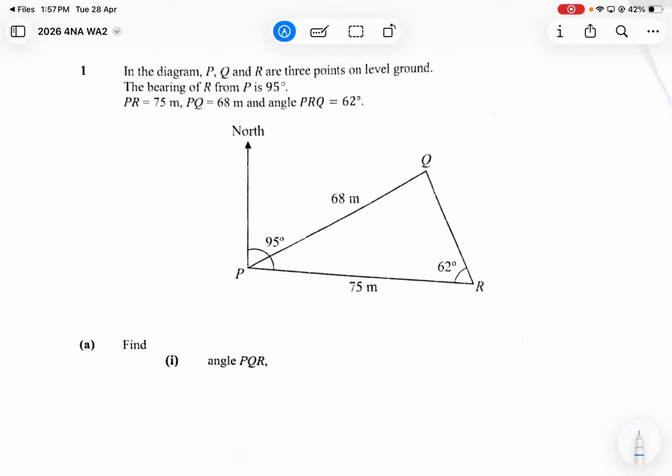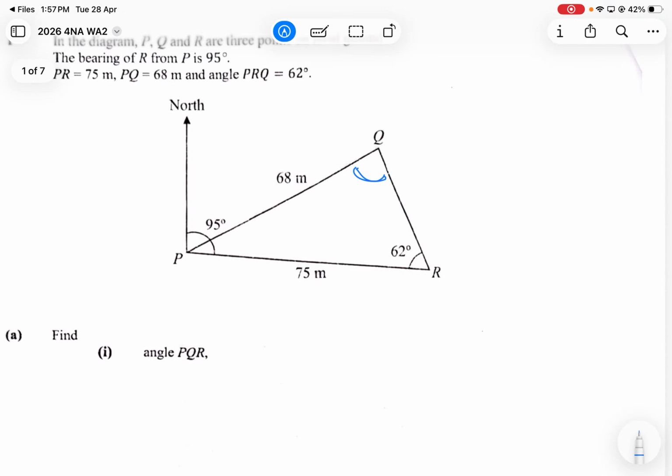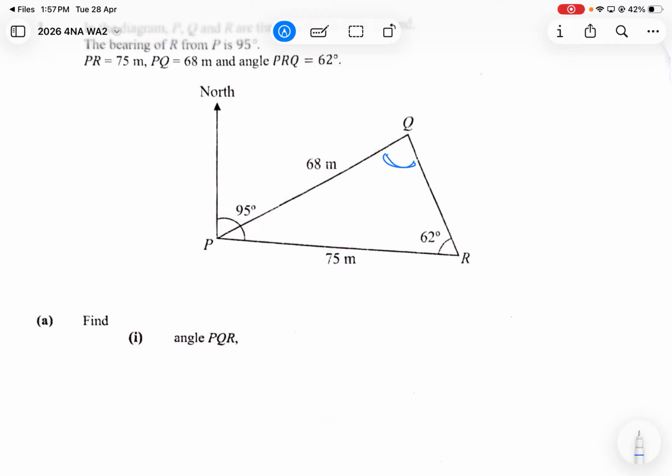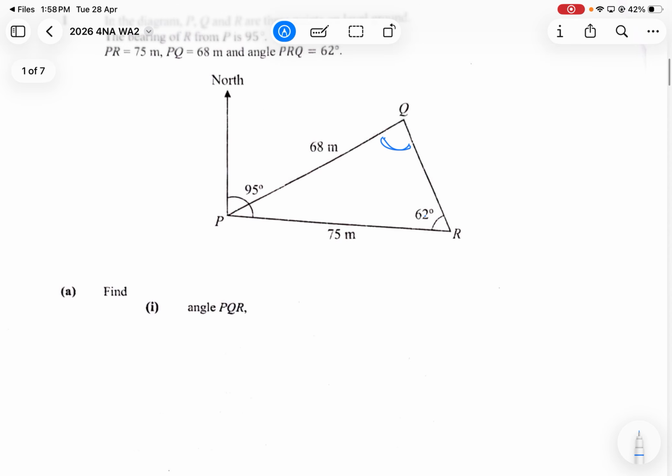Look at what is the triangle that can help me find this angle. So I have this triangle. Do I have a right angle triangle? Don't have. So I cannot use Pythagoras. So the next thing, can I use sine rule? Then my 62 degree is opposite my 68. So I have a pair. If I have this pair of angle and distance, I can use this pair to help me find this angle. I want to find this angle, I use sine rule.